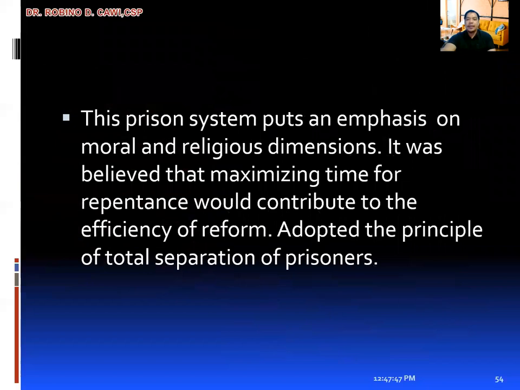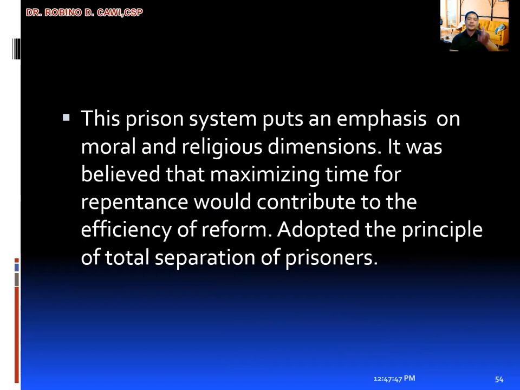I have here another question. This is in America. This prison system puts an emphasis on moral and religious dimensions. It was believed that maximizing time for repentance would contribute to the efficiency of the reform. It adopted the principle of total separation of prisoners.